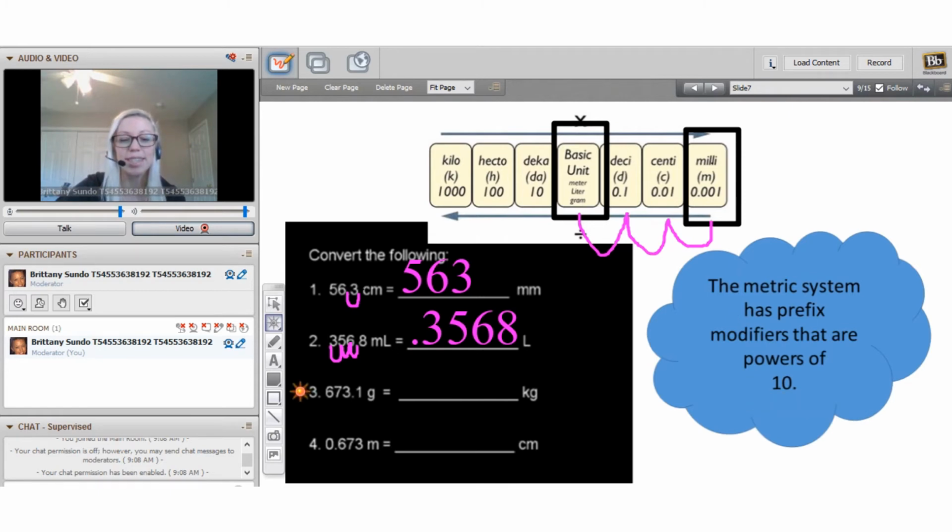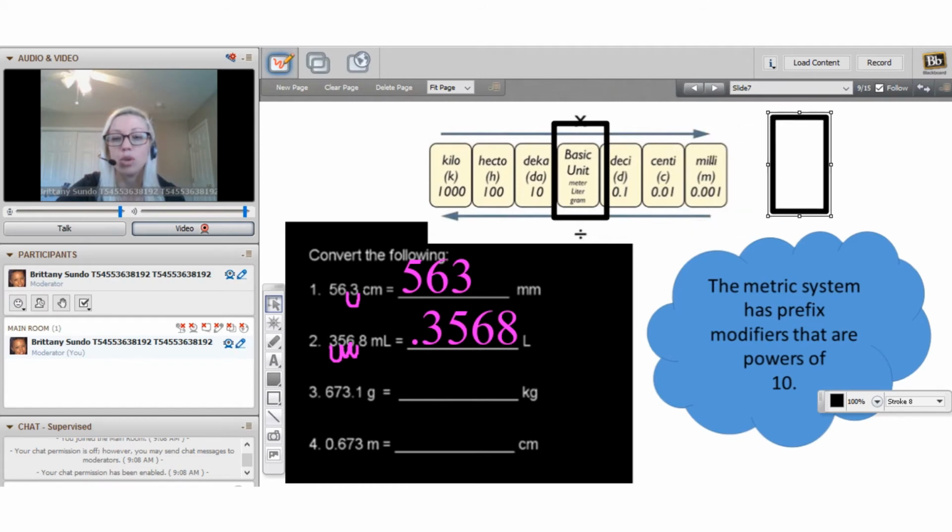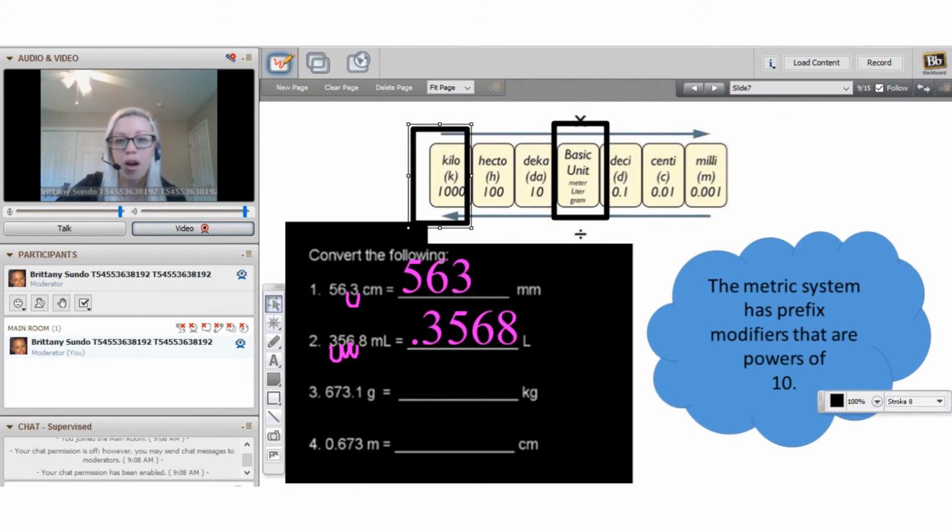Number 3, 673.1 grams. So we need to start for grams next. So I'm going to locate grams, and it's just going to be right where my base unit is again. So I'm going to stay right here with my grams, and then I need to move to kilograms. So kilograms are located all the way to the left of my chart, which means that I am going to be taking 1, 2, 3 jumps to the left.